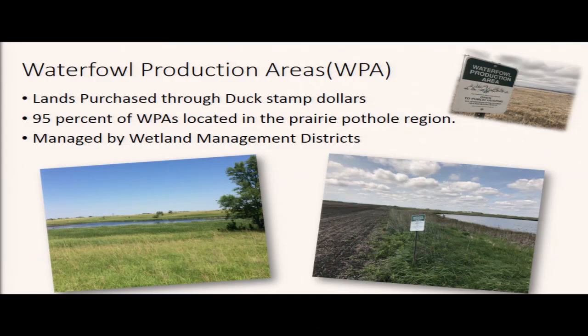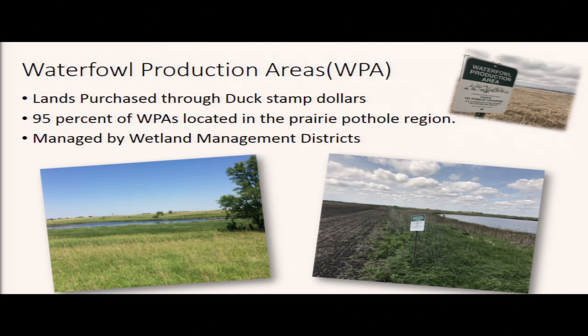For those of you that are not familiar with waterfowl production areas, these are lands purchased through duck stamp dollars and are managed by the U.S. Fish and Wildlife Service. Roughly 95% of these parcels are located within the Prairie Pothole region and provide valuable habitat for waterfowl and other wetland-dependent species. And these areas are, like I said, managed by wetland management districts that are part of the U.S. Fish and Wildlife Service.